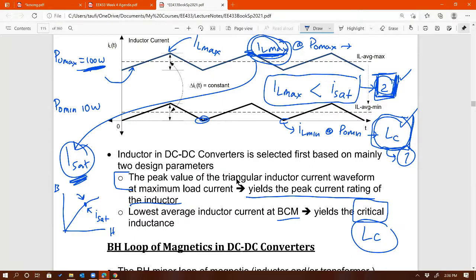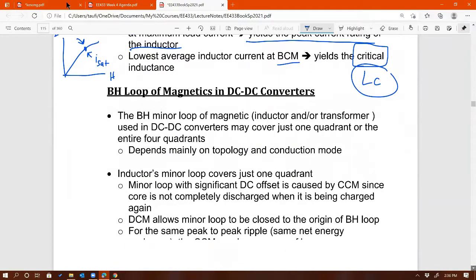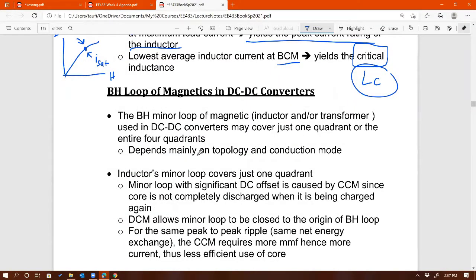Any questions on this? All right. BH loops of magnetics in DC to DC converters. The BH minor loop of a magnetic used in DC to DC converters may cover just one quadrant or the entire four quadrants, depending on the topology and conduction mode, right?